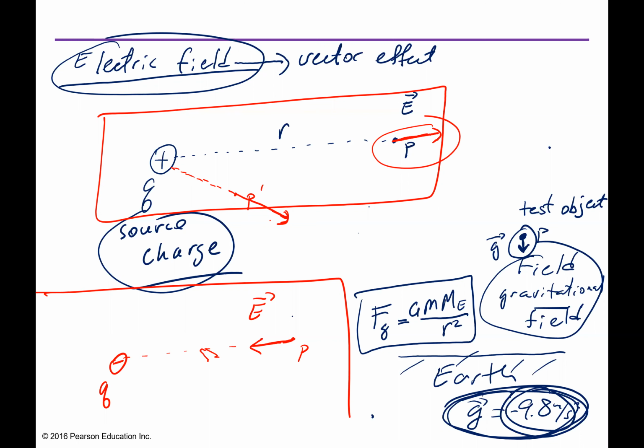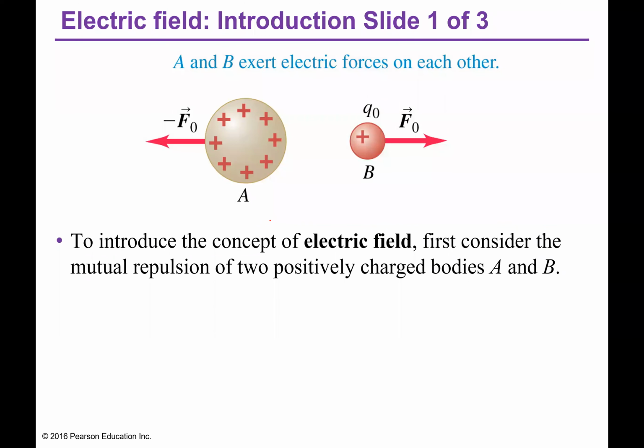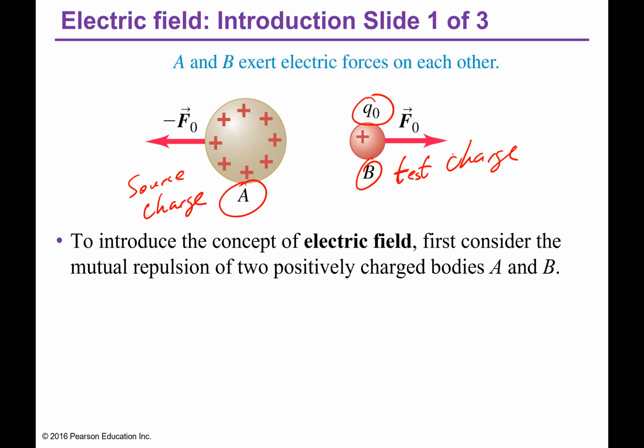So, summarizing that, here's what we do if you have two charges near each other. A is the source charge, and B here is the test charge. Sometimes I put a zero subscript next to the charge to indicate that it's the test charge. So Q naught is always the test charge, which means I'm using it to test if there is an electric field there or not.